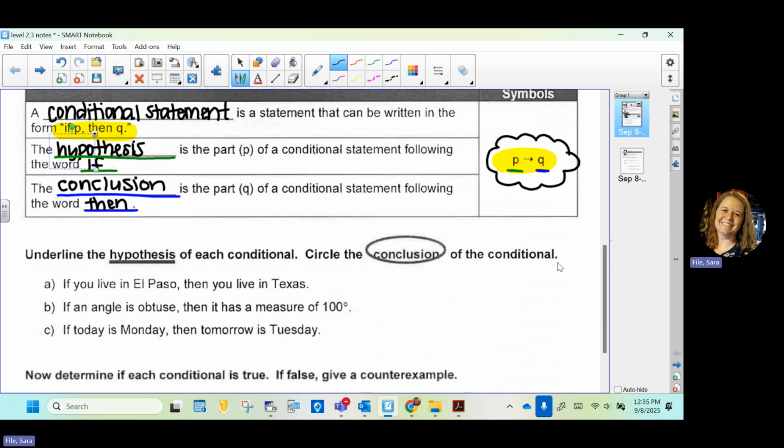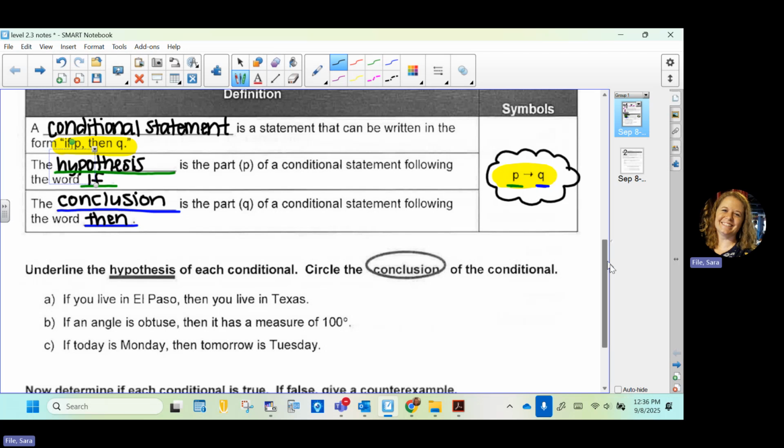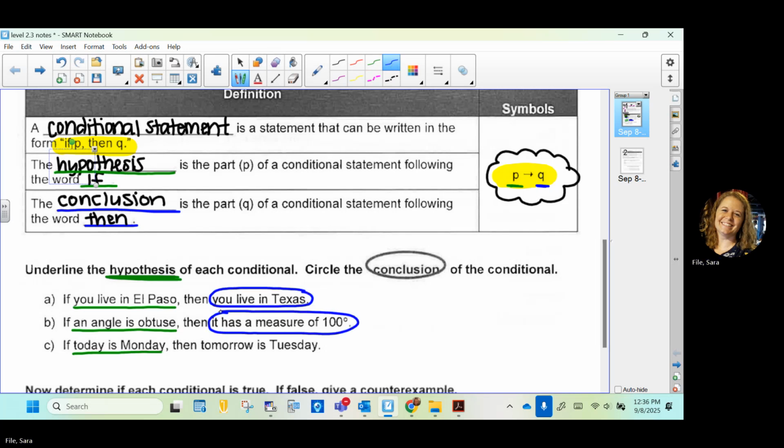Okay, so let's practice just identifying. In these statements, the hypothesis we're going to underline and the conclusion we're going to circle. The hypothesis is after "if." I don't actually even have to read this to be able to underline what comes after the "if." And then circle what comes after the "then," because that's the conclusion.